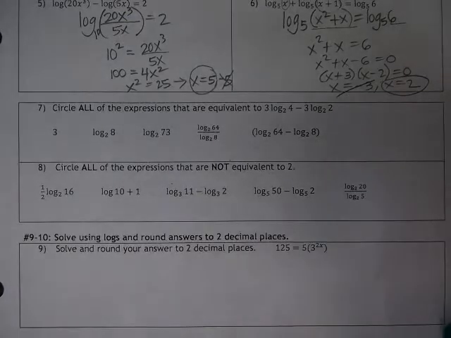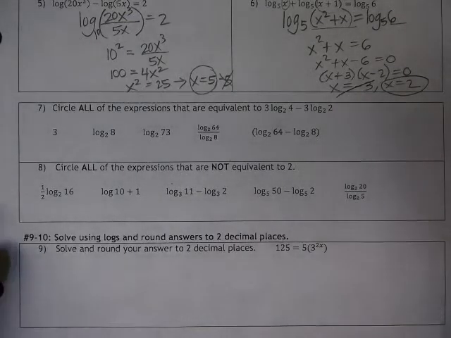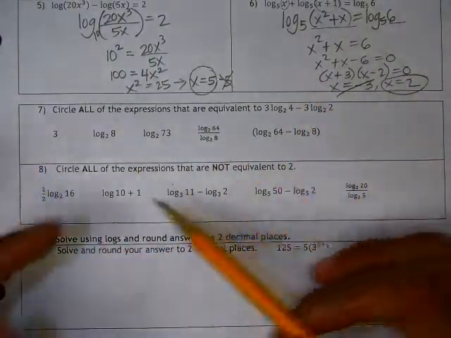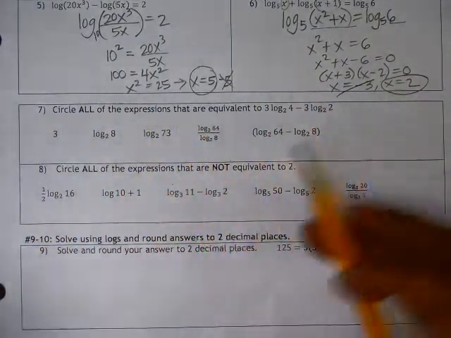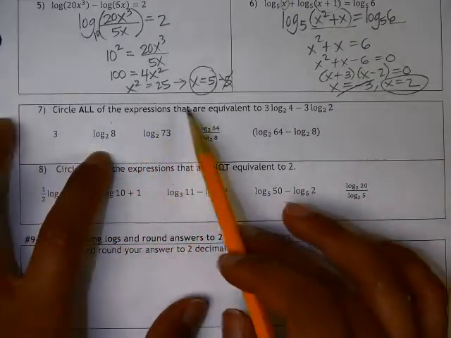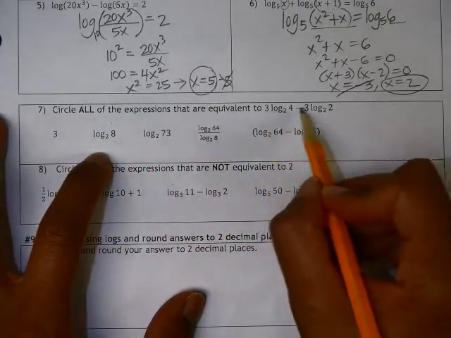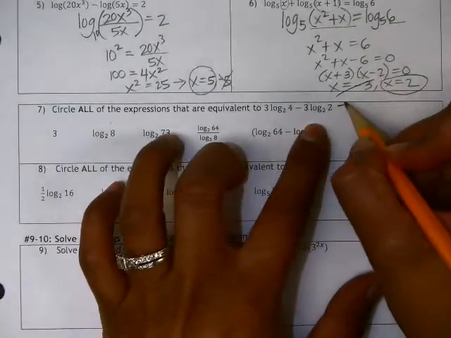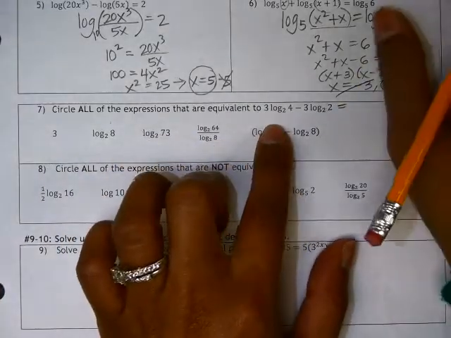This is worksheet Unit 7 review for Algebra 2 Honors, and we're going to look at 7 and 8, which are asking you to circle all of the expressions that satisfy these conditions. So circle all of the expressions that are equivalent to this expression here. One thing we can do is just look at this expression and see if we can simplify it.